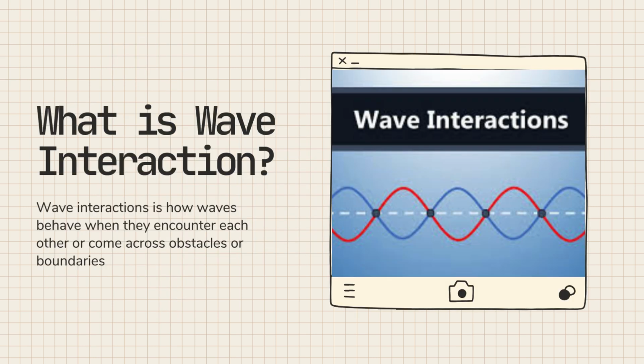Before we start, I'm going to explain what wave interaction is. Wave interactions is how waves behave when they encounter each other or when they come across obstacles or a boundary.